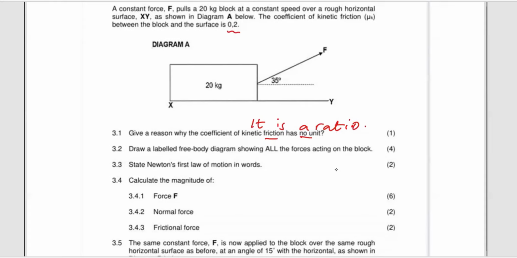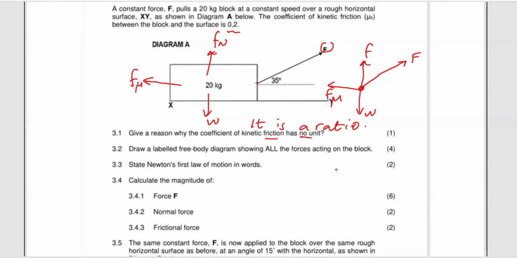So when you look at this block, we're seeing that we have this applied force. There's going to be the frictional force, F mu. We're going to have the weight acting downwards, and then we're going to have the Fn. So let's just represent this with just a dot. Okay, so we can have this as our F. Then we're going to have this as our weight. We're going to have this as our F mu. And then we're going to have this as our Fn, normal force. So 4 forces for 4 marks.